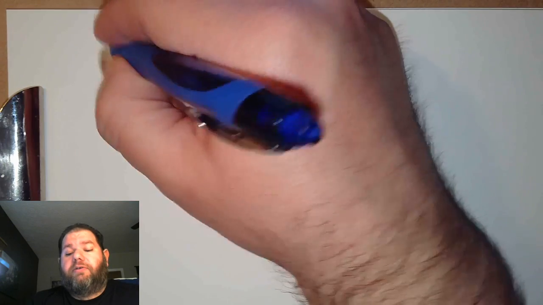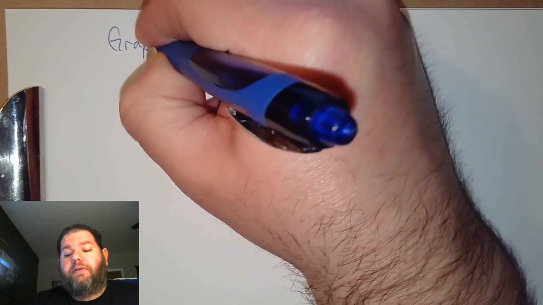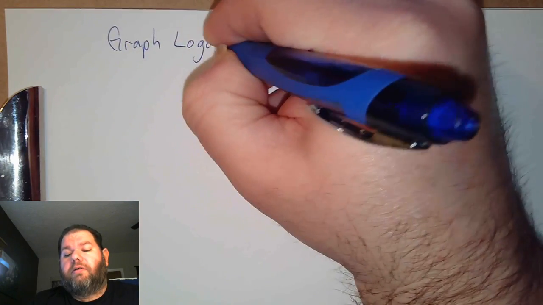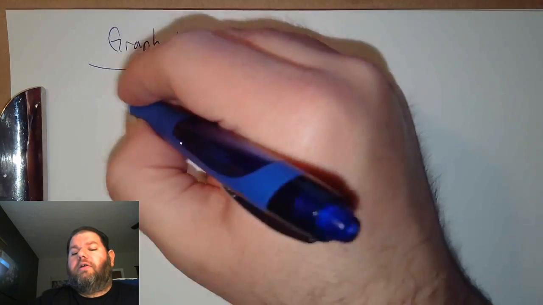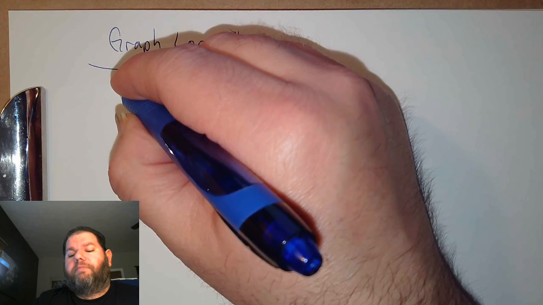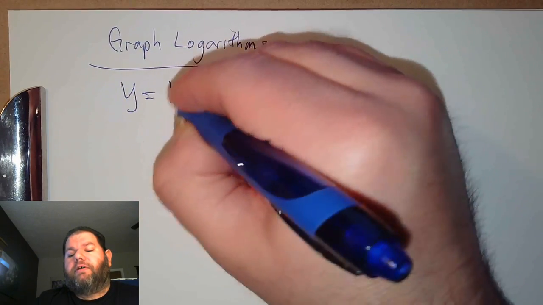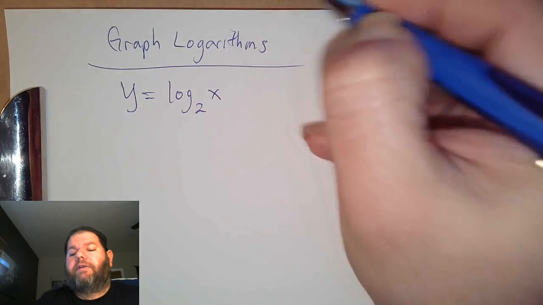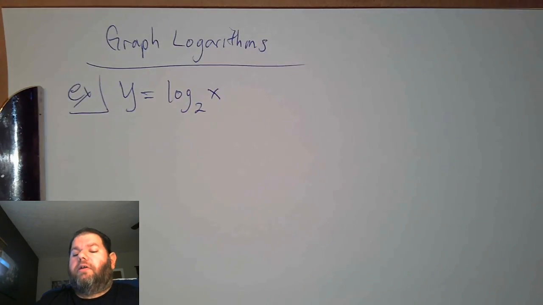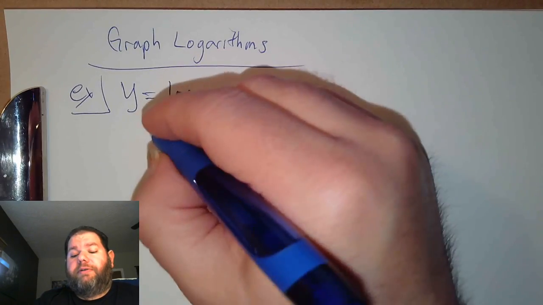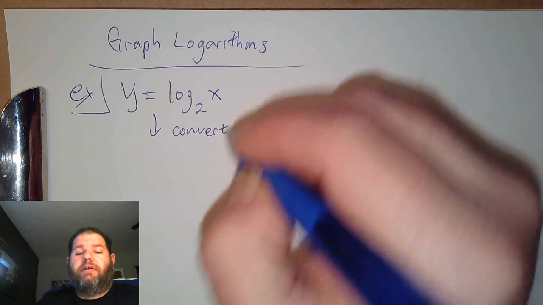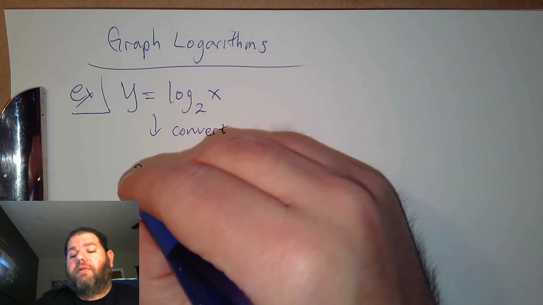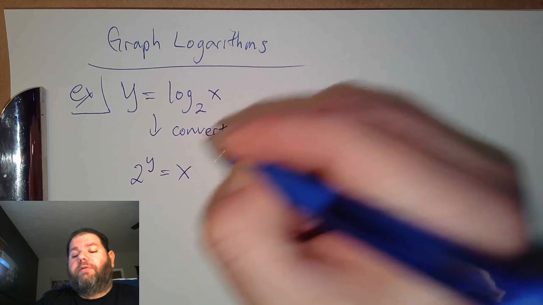So the last thing I'm going to do is graph logarithms. So if we start with y equals log base 2 of x. Now, what we actually do in this case, and it's kind of strange, but what we do is we convert it to exponential form. So we get 2 to the y equals x.